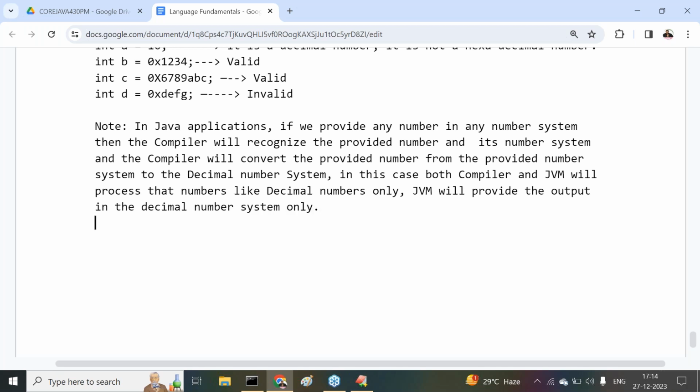JVM will provide the output in the decimal number system only. That's it. This is exactly the point we have to understand. Got it or not? All right, sir. Let me understand it once again. What is the point here?